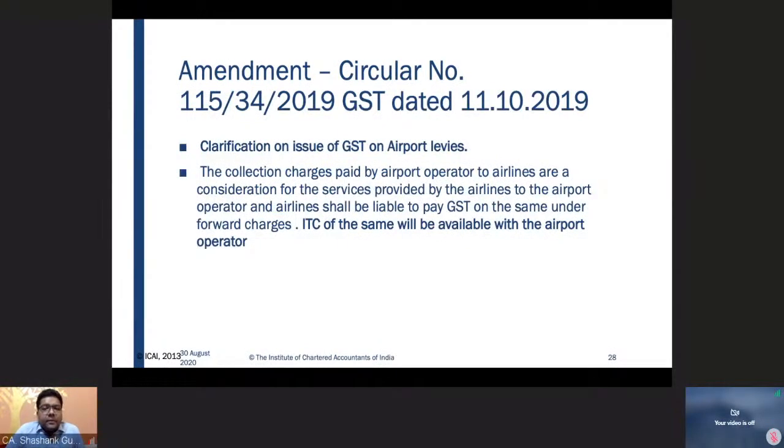Next is another circular, clarification on the issue of GST on airport levies. Collection charges paid by the airport operator to airlines are a consideration for the services provided by the airlines to the airport operator, and airlines shall be liable to pay GST on the same under forward charge, and ITC of the same will be available to the airport operator. So it is a specific clarification pertaining to the collection charges.